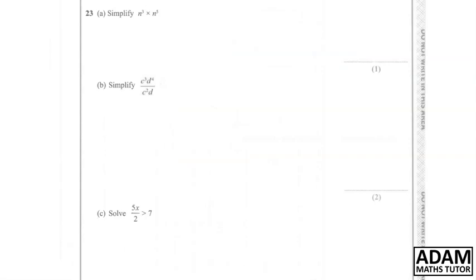Question 23a. Simplify n to the power of 3 times n to the power of 5. As long as you're multiplying numbers or letters which have the same base, in this case n, when multiplying you can just add the indices for a shortcut. So this would be n to the power of 8.